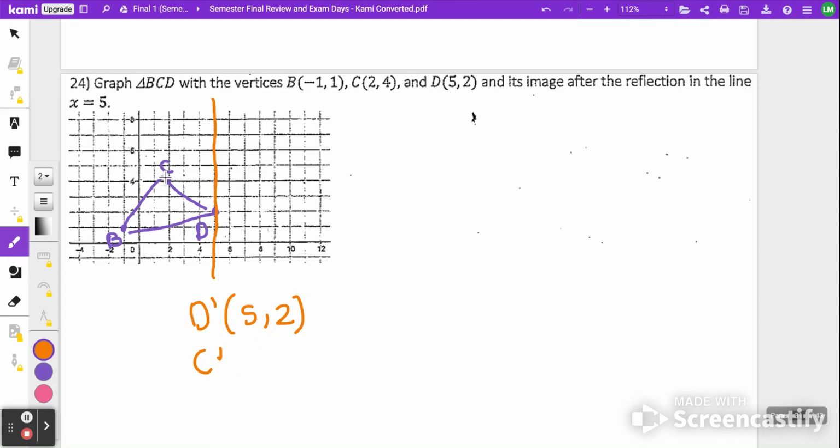C prime is right here. We are 1, 2, 3 steps away from the line of reflection, so move 1, 2, 3 steps on the other side. C prime is now at 8, 4. And then D prime still there, but B prime is 1, 2, 3, 4, 5, 6 steps over. That's 11, 1. I'm going to go ahead and label D prime there as well. Connecting my points, mirror image over x = 5.